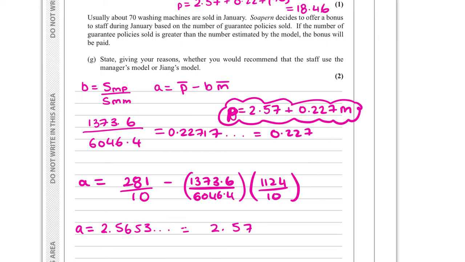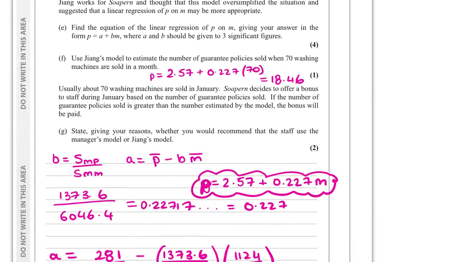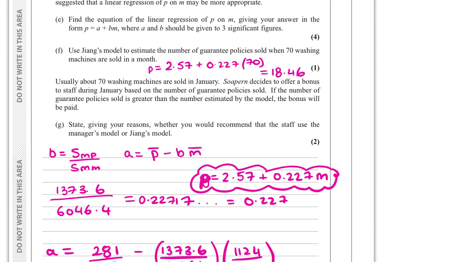So Pearson decides to offer a bonus to staff during January based on the number of guarantee policies sold. If the number of guarantee policies sold is greater than the number estimated by the model, the bonus will be paid. State, giving your reasons, whether you would recommend that the staff use the manager's model or Jiang's model. Okay, so let's work out for both. 70 washing machines, that means that they've got to sell 18.46 policies, right?